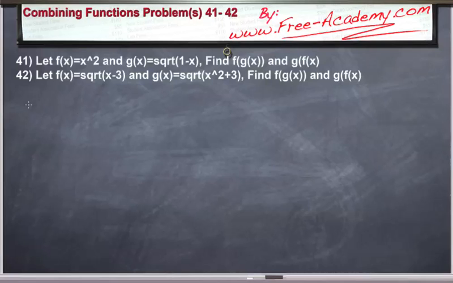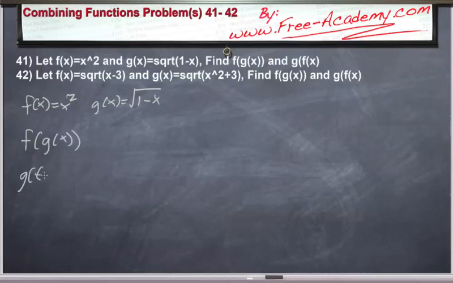41 states we have f of x equal to x squared, and we have g of x equal to the square root of 1 minus x. And we need to find f of g of x, and we need to find g of f of x.